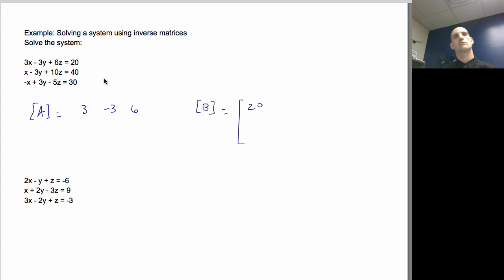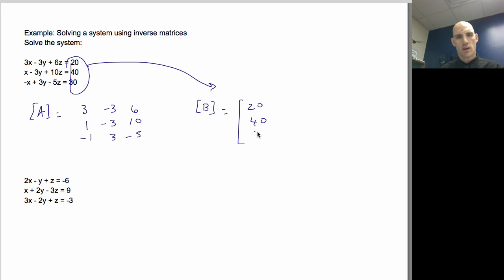Now notice, my answer matrix is going to be tall, so row, row, row. And this is going to be 1, -3, and 10. And this is going to be -1, 3, and -5. These are my answers here, they go into B: 20, 40, 30.